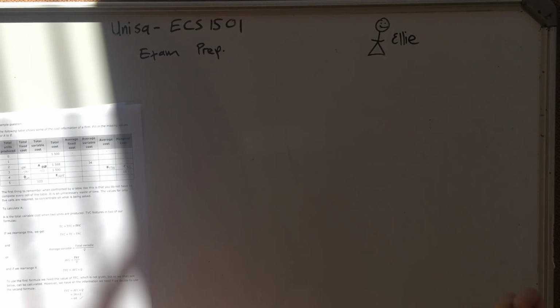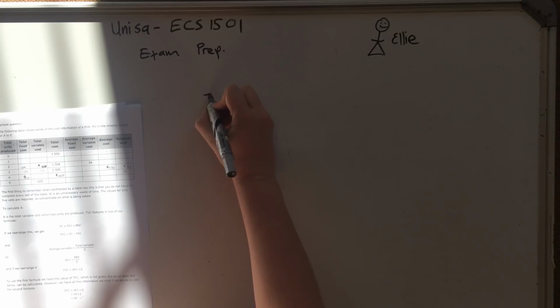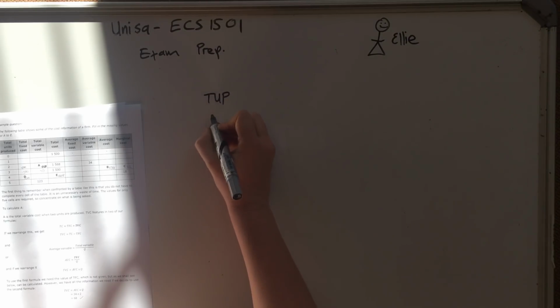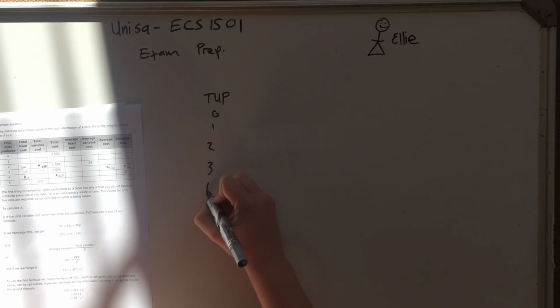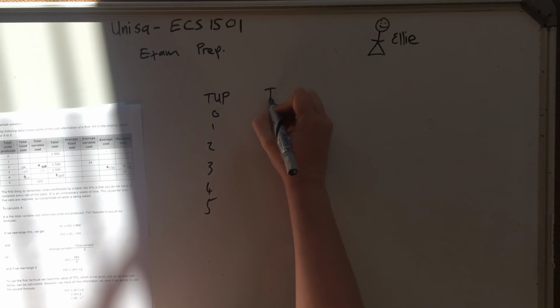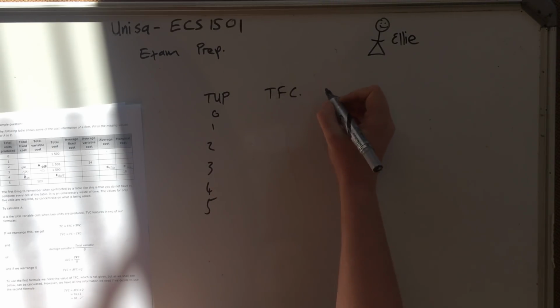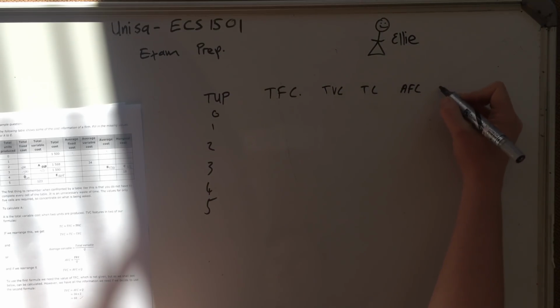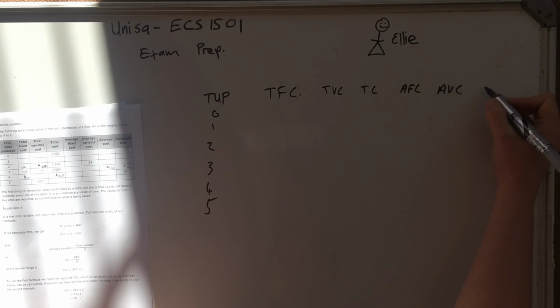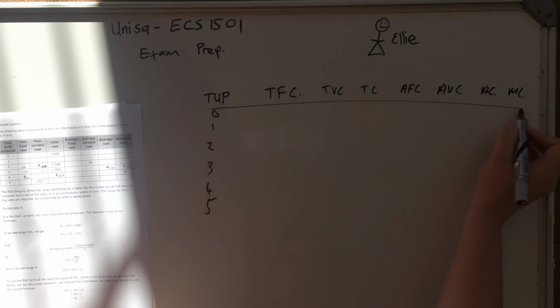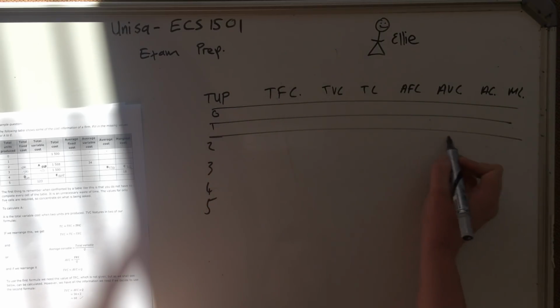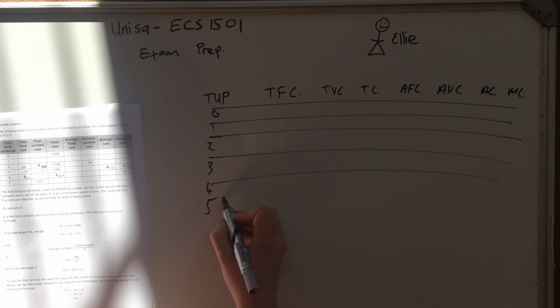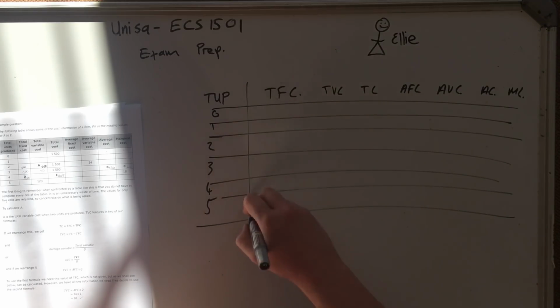Okay, this is the unit thing. Okay, so we have total units produced, 0, 1, 2, 3, 4, 5. We have total fixed cost, total variable cost, total cost, average fixed cost, average variable cost, average cost, marginal cost. Okay, and then it runs like this. And like that.